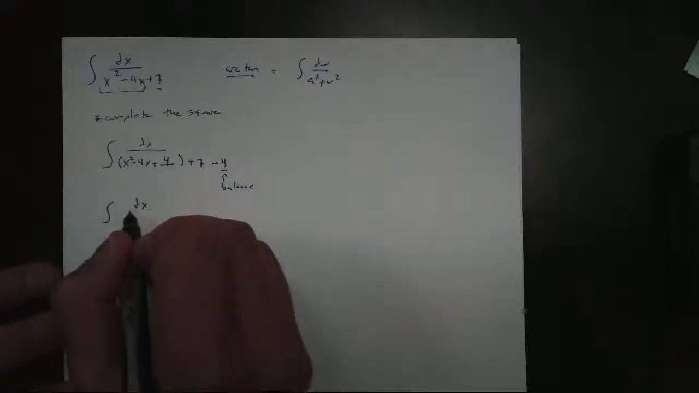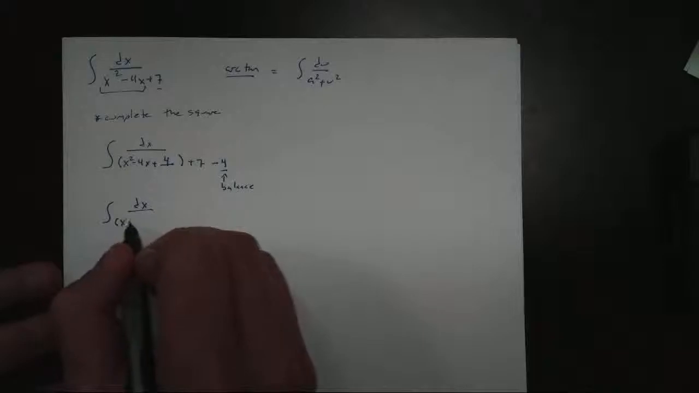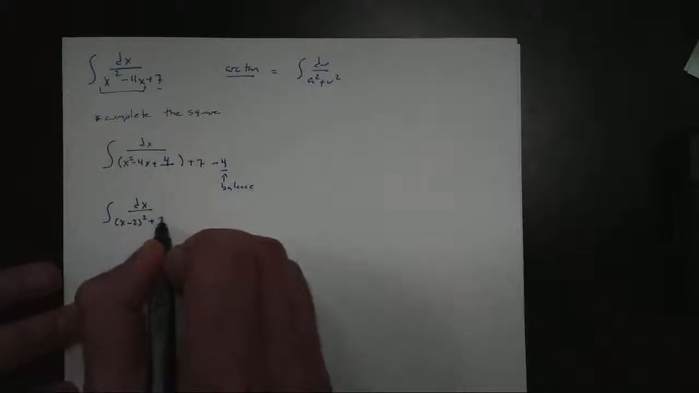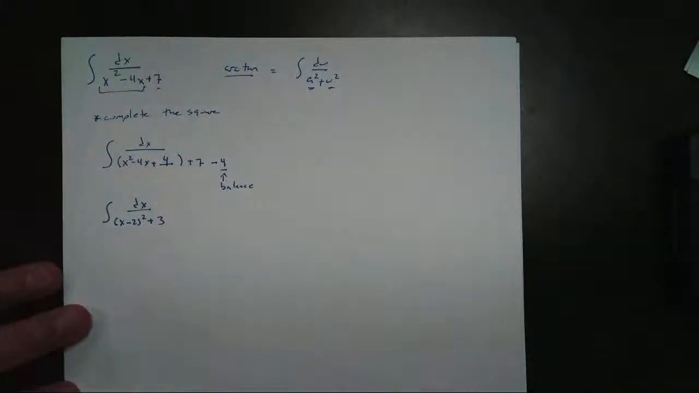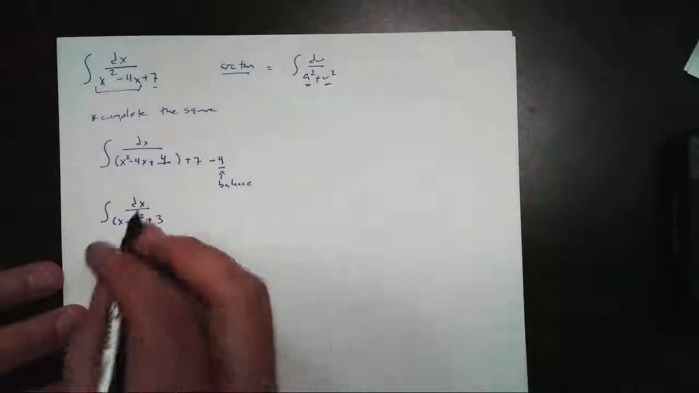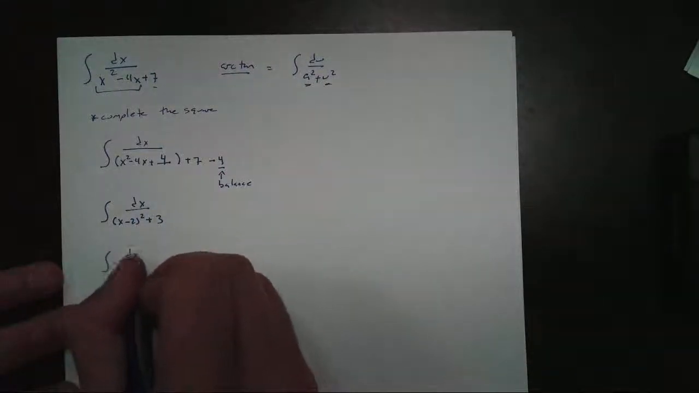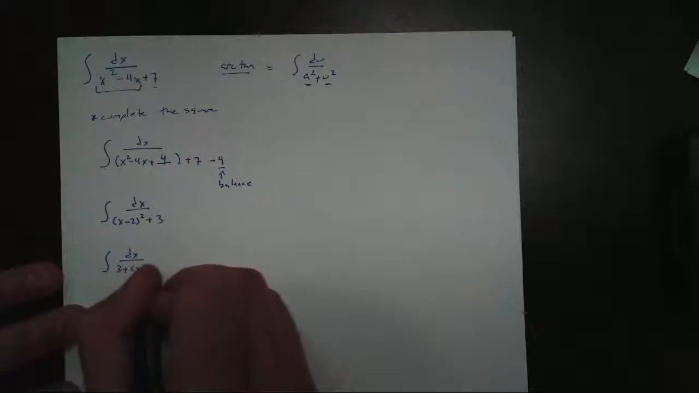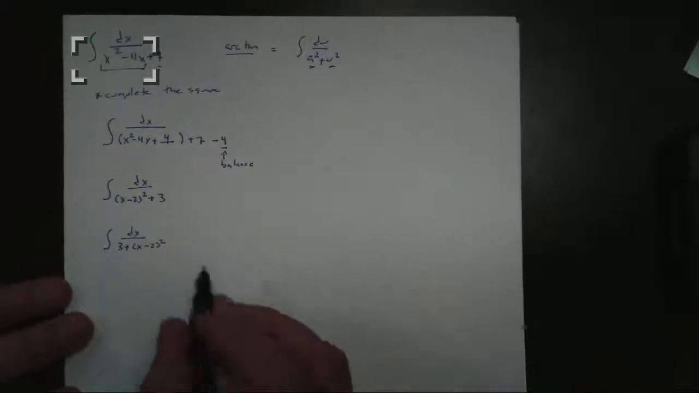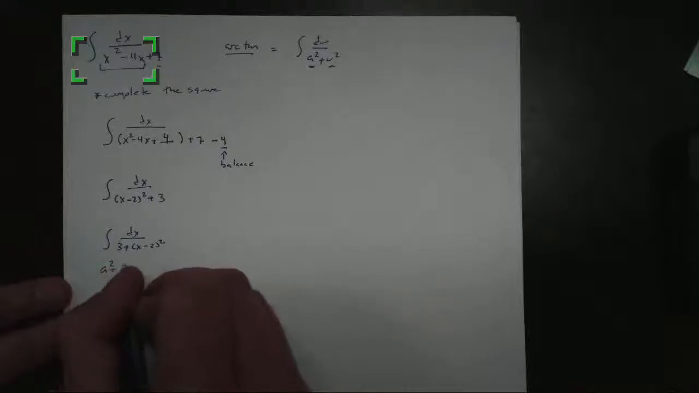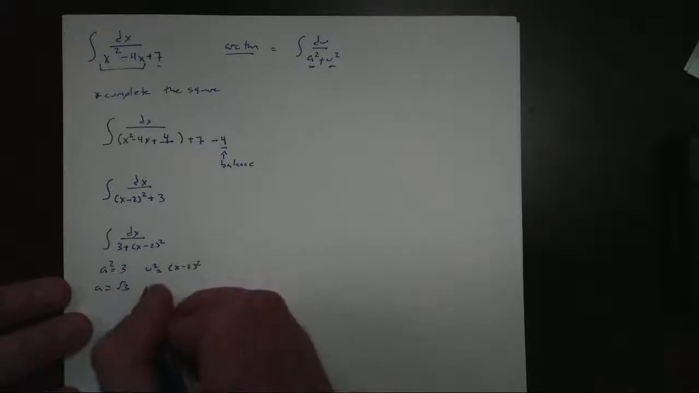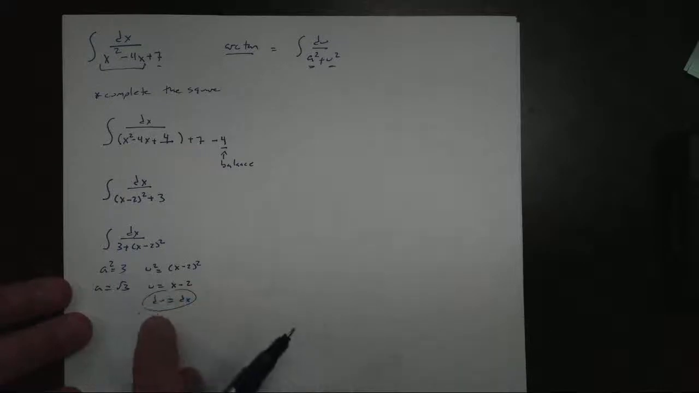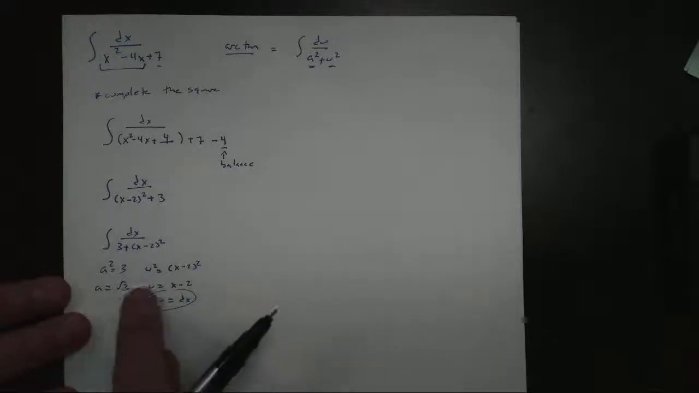We get dx over x minus 2 squared plus 3. And now we're starting to look more like our formula for arc tangent. The only difference is we have to switch the a and the u. So I'm going to rewrite this as dx over 3 plus x minus 2 squared. And here's our a, so we know a squared is 3, so a is root 3. u squared is x minus 2 squared, so u is just x minus 2. Again, I want to take the derivative just to see if I'm going to wind up dividing my answer by anything. So there we have everything.